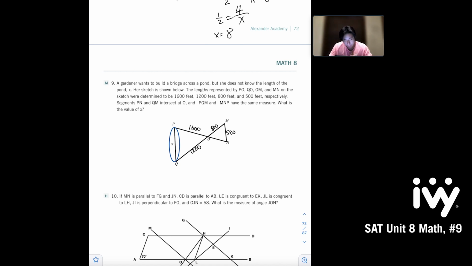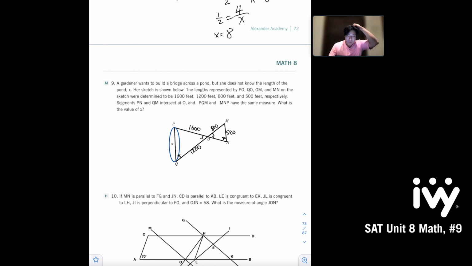So now, of course, we are looking for our side x, right? They say that segments PN and QM intersect at O. We see that. PQM and MNP have the same measure. So that's just here, PQM and MNP. So that's this angle here. Okay, so now we see what we can do is we can look for relations between these two triangles. Given that we know that these two angles must be the same since they're vertical angles, and that this angle must be the same as this angle, that means we in fact actually have all the angles the same. So these two triangles are actually similar, meaning if they're similar, we now know that we can relate them.